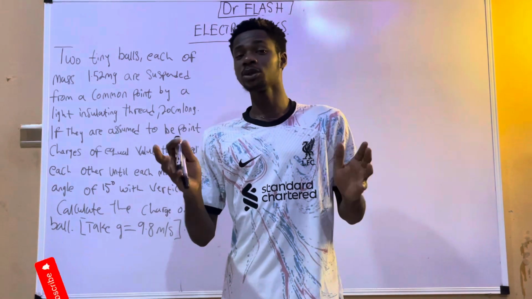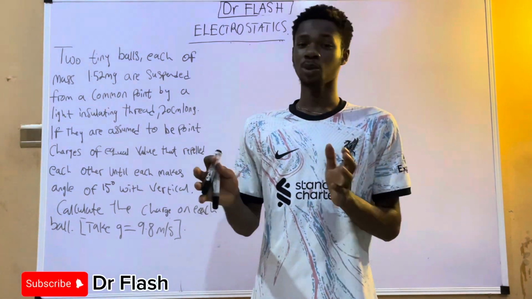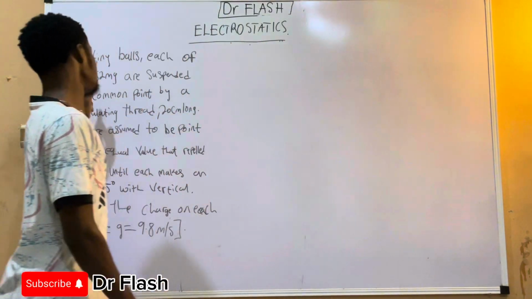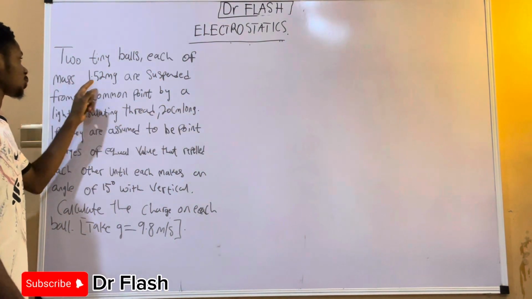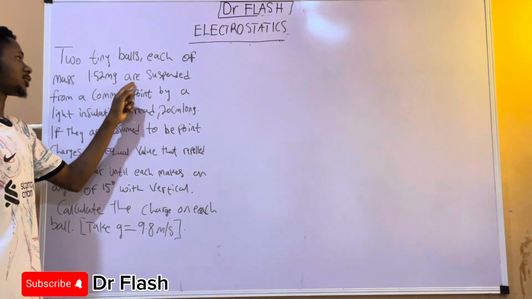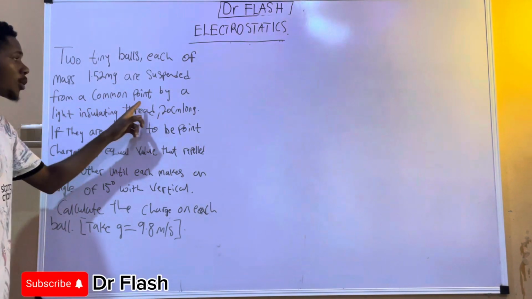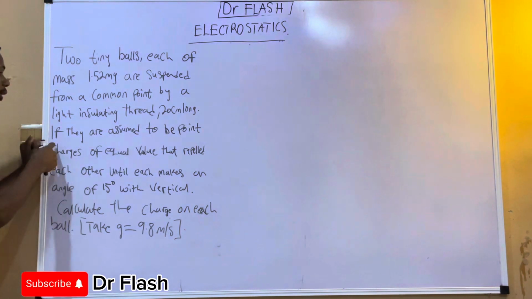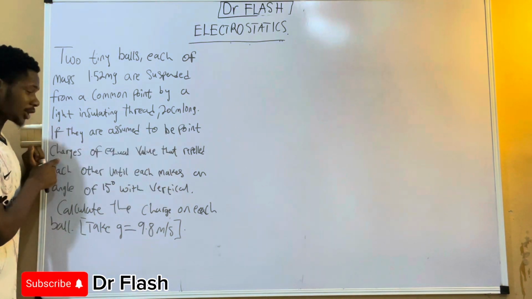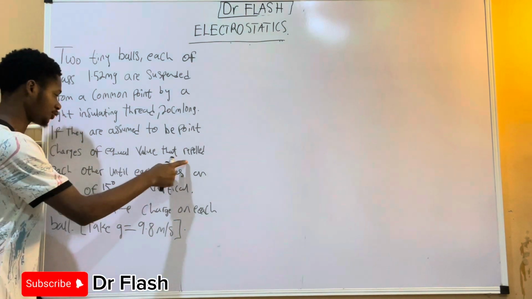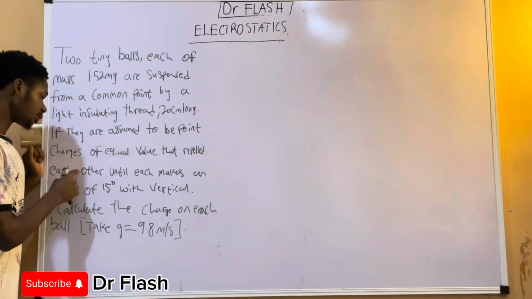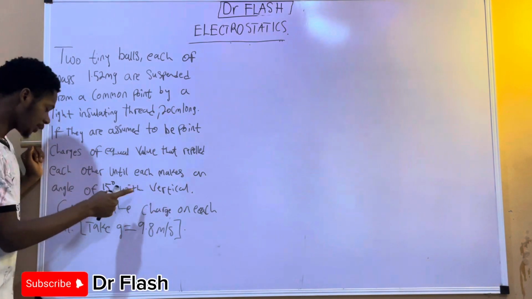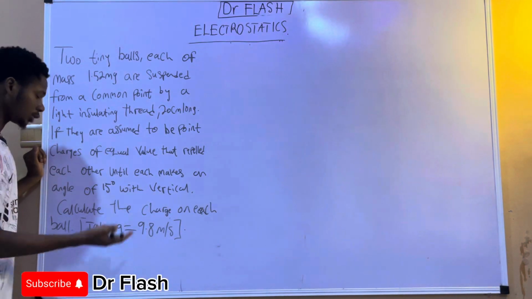Alright, so we're going to be dealing with a problem today that is quite different from the ones we've done so far on electrostatics. And the problem is on the board. It says two tiny balls, each of mass 1.52 milligrams, are suspended from a common point by a light insulating thread 20 centimeters long. Okay? Now, if they are assumed to be point charges of equal value that repelled each other until each makes an angle of 15 degrees with the vertical, calculate the charge on each.